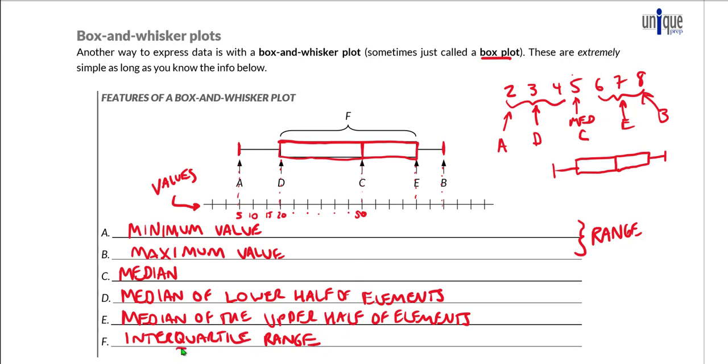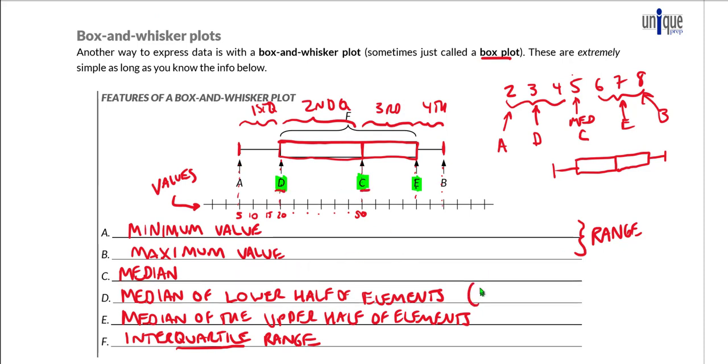Now, what does that word mean, quartile? Well, if you notice, that box and whisker plot sort of splits your elements into 4 quarters, right? You've got the first quarter here, you've got the second quarter here, you've got the third here and the fourth here. The points in between the quarters, so that is point D, point C, and point E. Those are the points in between the quarters. Those are known as your quartiles.